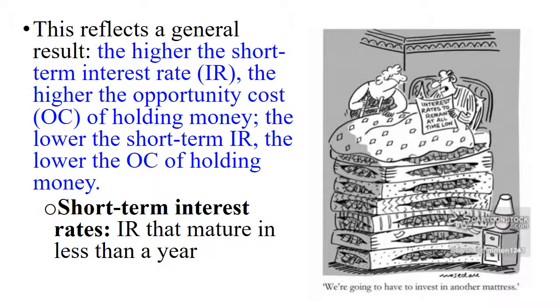But as interest rates fall, the opportunity cost of holding on to cash also falls. When you're not going to earn as much money with those types of accounts, your desire to deny yourself the convenience of holding on to that cash falls too. You can see in this political cartoon, the newspaper says interest rates to remain at all-time low, and he says we're going to have to invest in another mattress. When interest rates are low, they feel no incentive to save their money in the bank. That's why you can see they're saving all of this cash literally under their mattress.